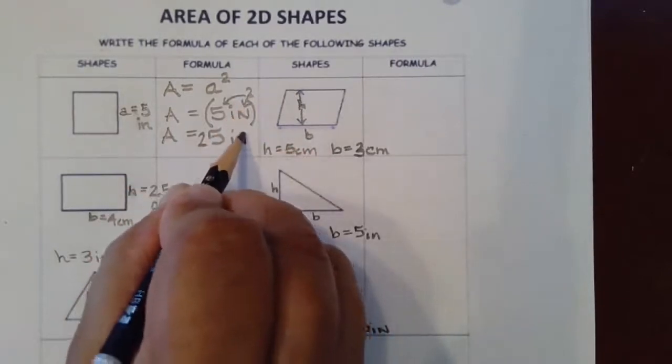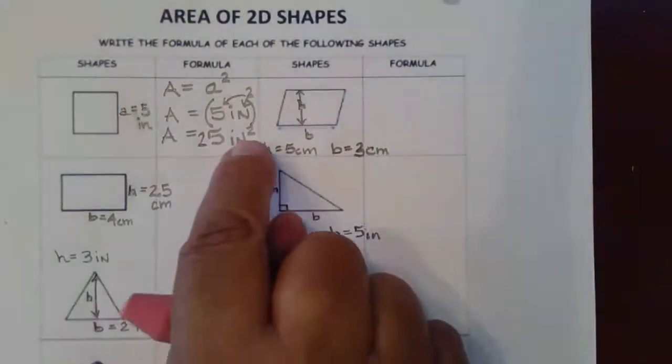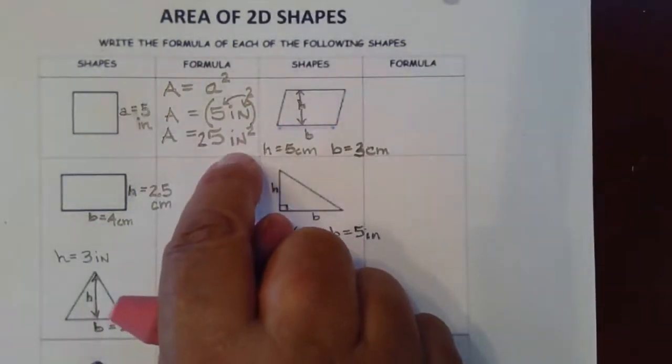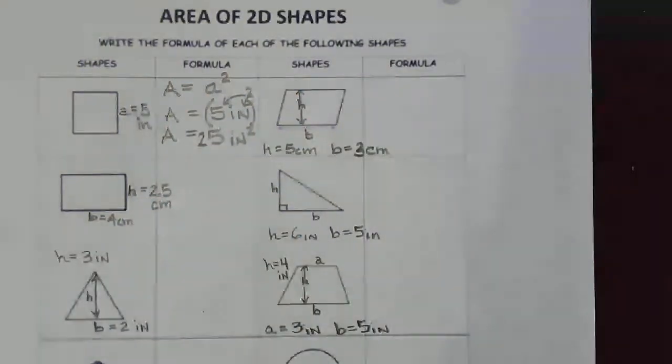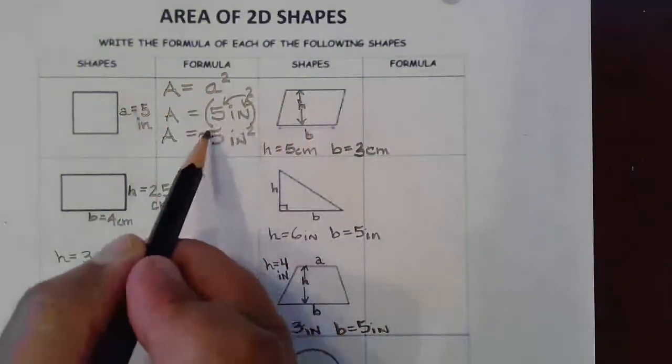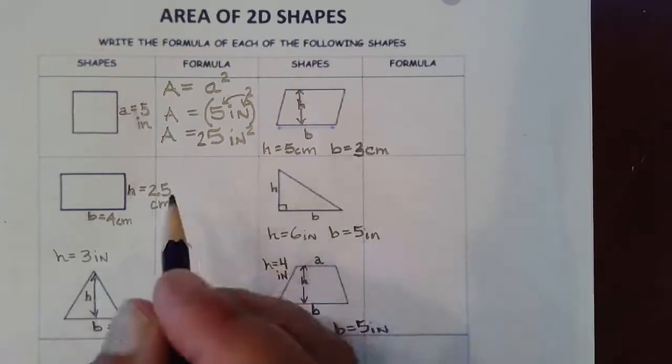As I said, area answers are two-dimensional. That means second degree on the units always. Do not put the square over here because it will be wrong. Then you're saying that your answer is 25 squared, which is 625 and is nowhere near what you have right now. Okay, so that's the final answer for that.